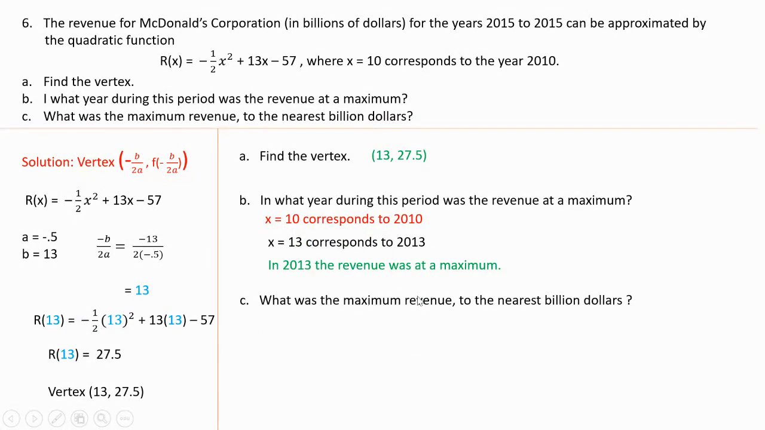Now for part C, what was the maximum revenue to the nearest $1 billion? The y value of the vertex is the maximum revenue. So y equals 27.5, but they want you to round to the nearest billion, so it's 28 billion. That's the answer for C, guys. And again, I apologize for the mistake. It's supposed to be 2010. I'll fix it after I'm done here. So let's go to our next one.